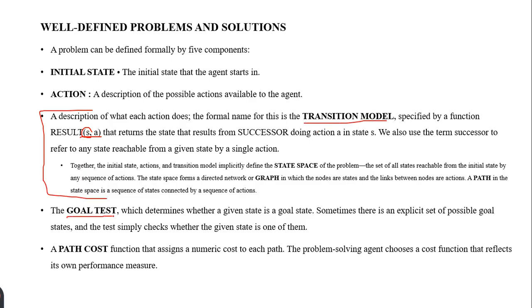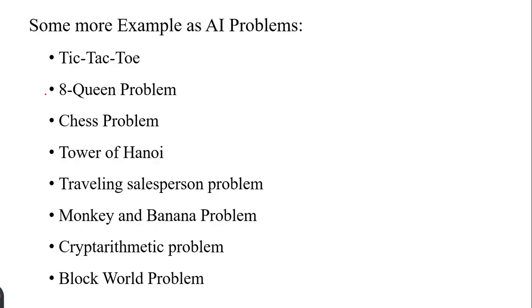We have the goal test, which checks whether I have reached my goal state or not. And the path cost function is a function that assigns a numeric cost to each path. The problem-solving agent chooses a cost function that reflects its own performance measure. So these are some examples of searching problems and problem solving with the help of AI.